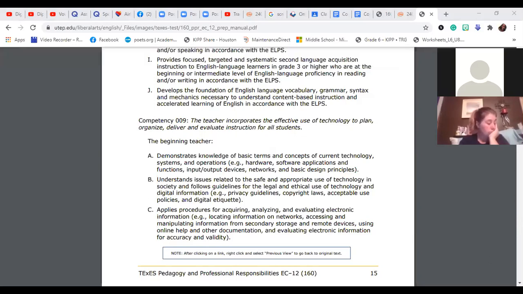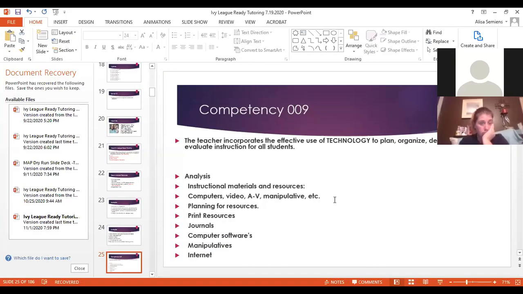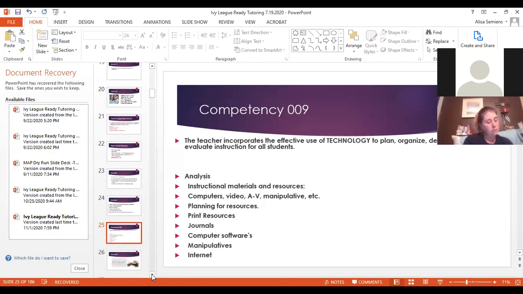All right, so my analysis, instructional materials and resources. This competency is going to talk about computers, video, AV, manipulatives, planning for resources, understanding that technology should not be your entire lesson, right? It should supplement your lesson. It should work in conjunction with your lesson. Print resources, journals, computer software, the internet. These are terms that stood out to me.